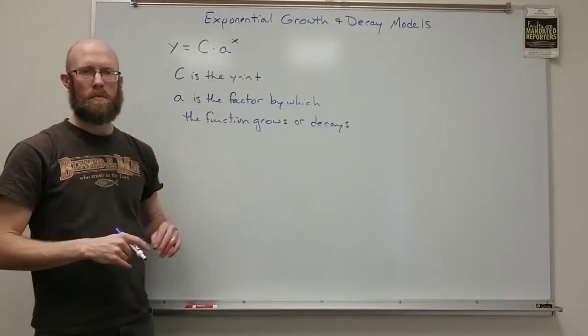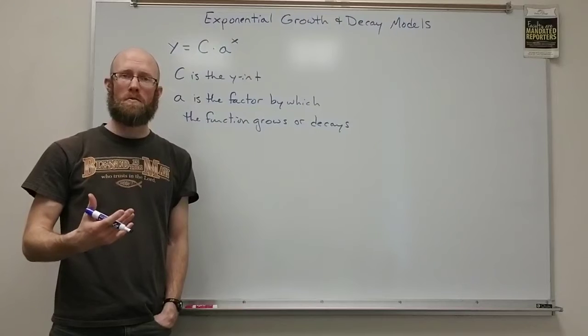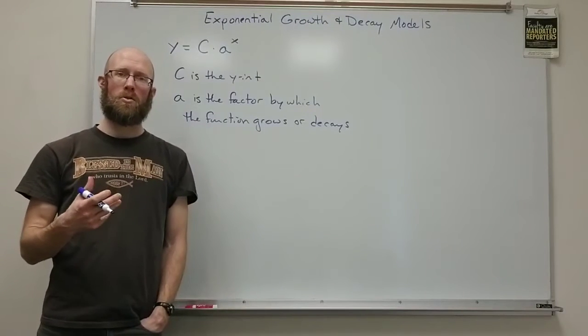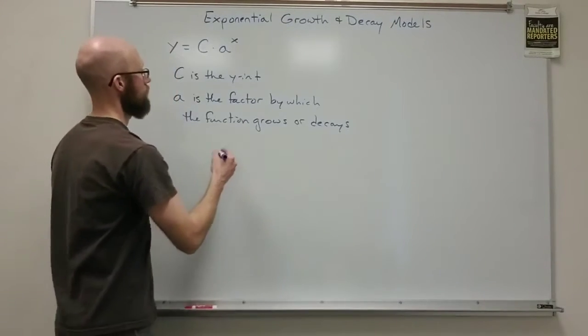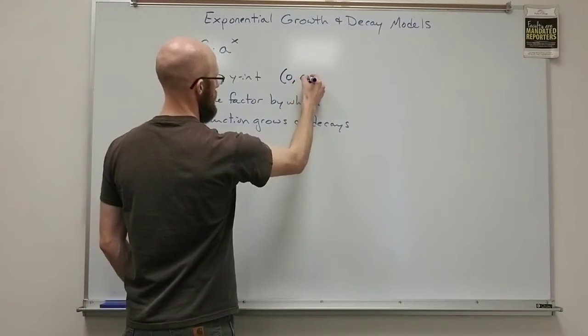The y-intercept is interesting because that gives you an initial value, a starting point. When your x value is 0, you plug in a 0, c is what you get out. So that's the point 0 comma c.